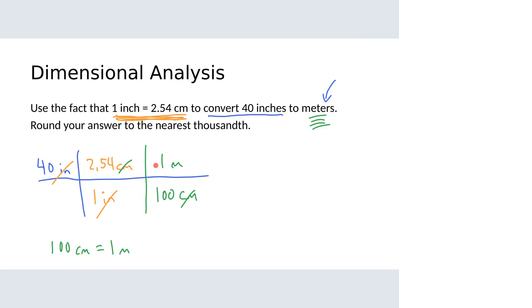So now I just need to multiply these numbers across the top. 40 times 2.54, and I get 101.6. Multiply these numbers across the bottom. 1 times 100, and I get 100. The only units I have left are meters. And the last thing I need to do then is divide 101.6 divided by 100, and I get 1.016 meters.